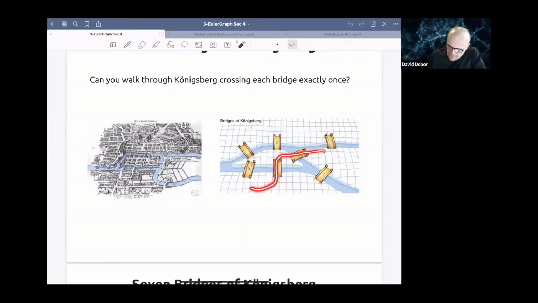Maybe there's some way for me to traverse this. Oops, I ended up in the wrong place. Traverse this in such a way that I'll cover every bridge exactly once. Now, ideally, you may want to start and end at the same place, but it doesn't have to be. You can start here and end there if you want. The point is to hit every bridge and don't go through the same bridge more than once, right?